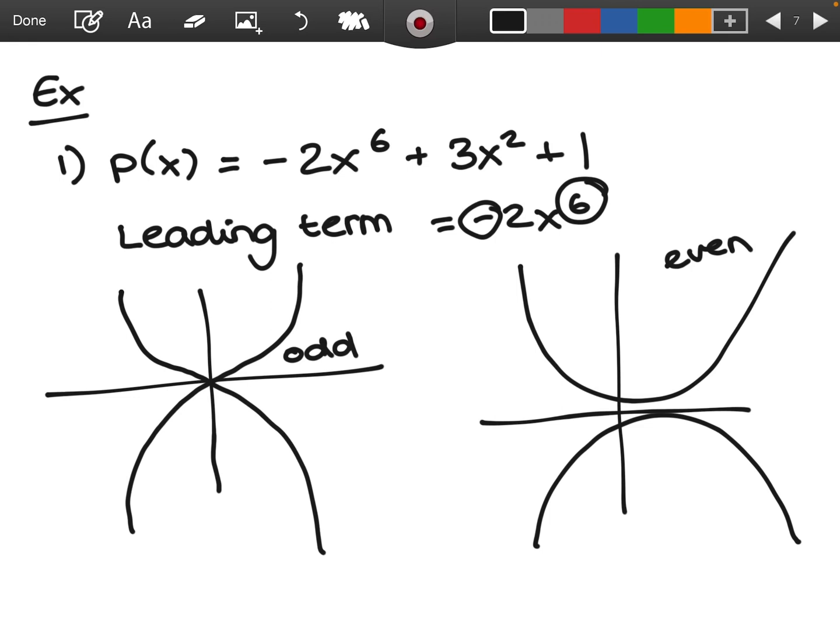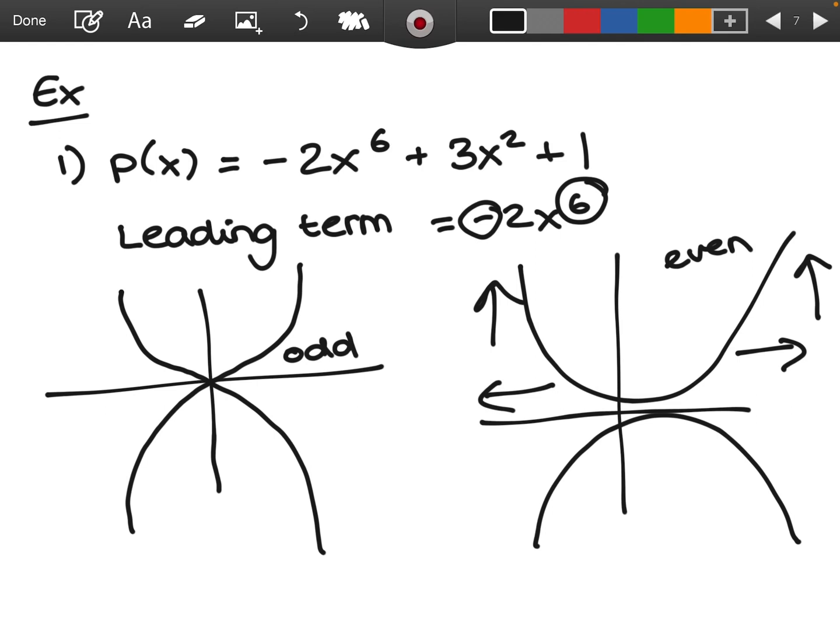Now, if I had a positive 2 times x to the 6, as x goes towards infinity, my whole equation, my y, my p of x, goes towards infinity. As x goes towards negative infinity, I also go off to infinity in that y direction. Okay, so my whole term would go off towards infinity.